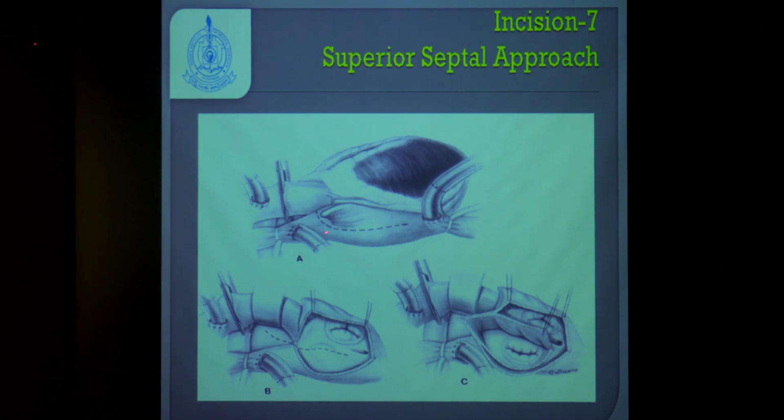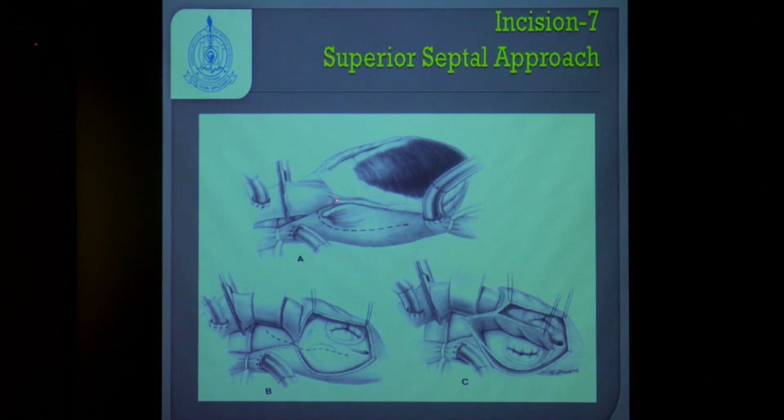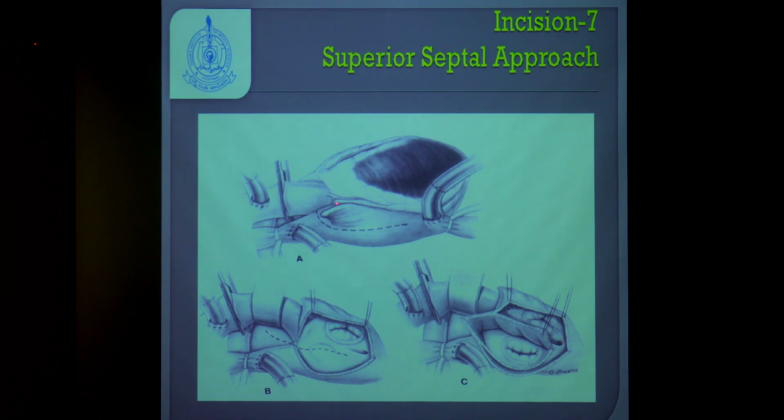This is a superior septal approach. The superior septal approach takes the incision from the right atrium. It goes superiorly above the right atrial appendage into the area near the non-coronary cusp of the aortic valve. However, the problem with this incision is that the right coronary artery arises here, and the artery to the sinoatrial node arises around here, and in 30% of the cases there can be injury to the sinoatrial node, because of which there can be postoperative AV blocks and dysrhythmias.